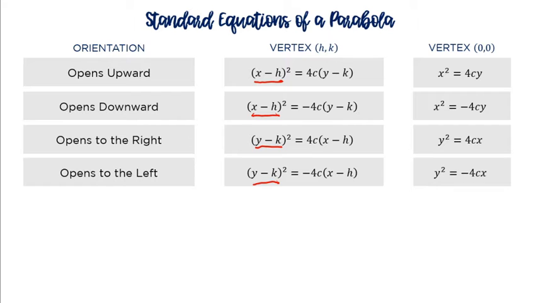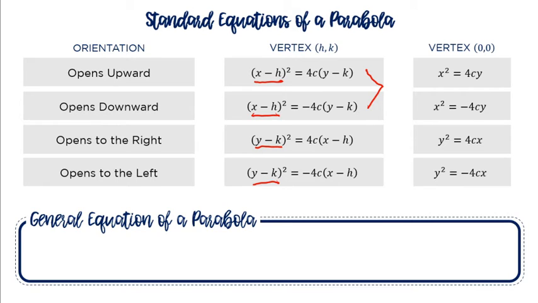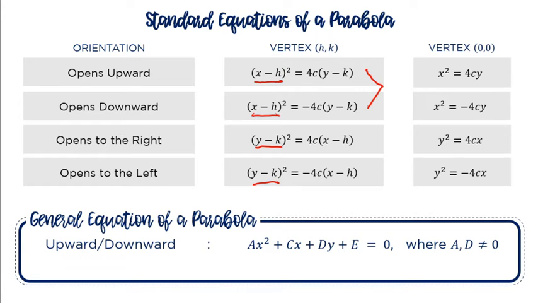left. Okay? Now, if we try to expand these two equations here, we can form another type of the equation ng parabola. And that is what we call the general equation of the parabola. So, expanding the first two equations above, we will have this one. Okay? So, this is the first form of the general equation ng parabola. This is for the upward and downward orientation.